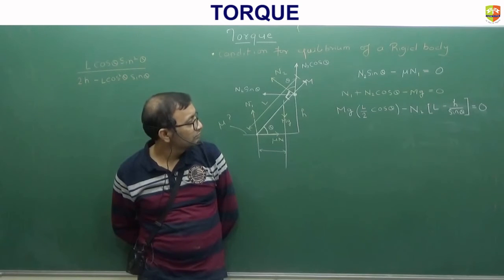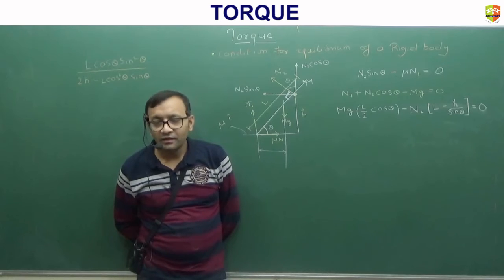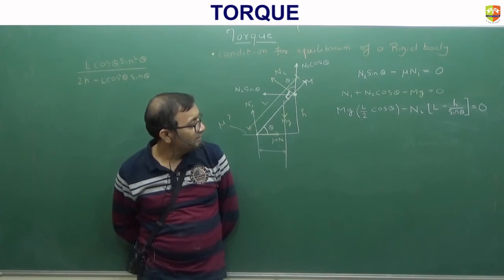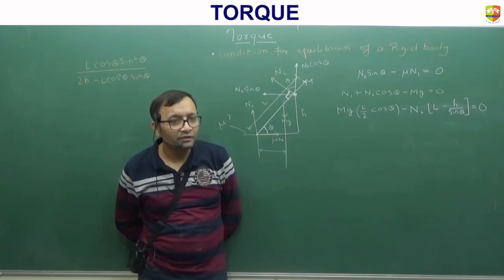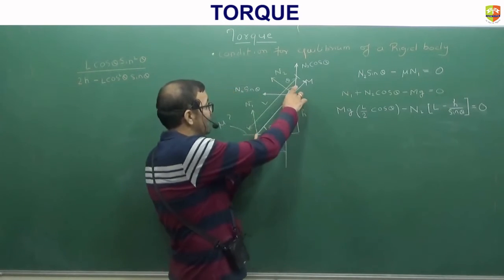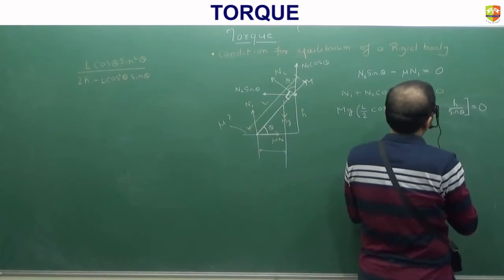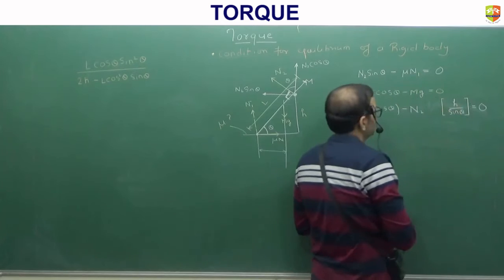Why did we write L minus this, why not just H by sin theta? This distance is H by sin theta only, right? So simply N2 into H by sin theta.